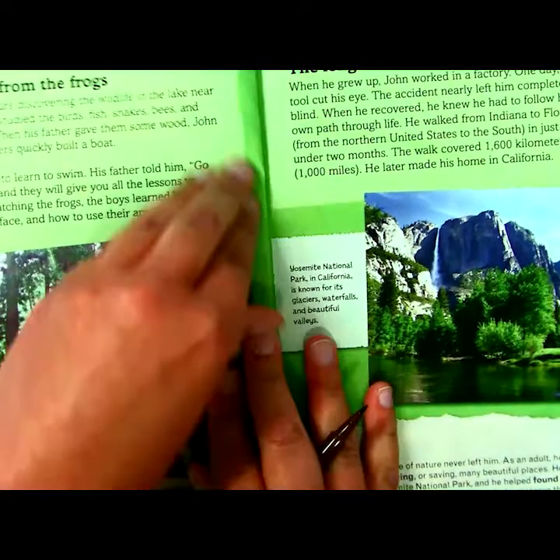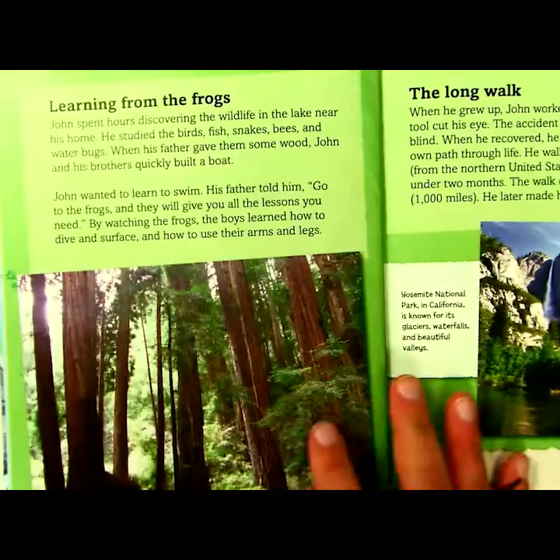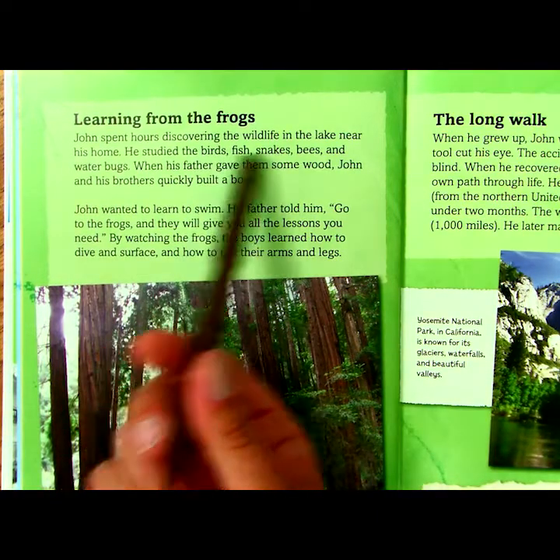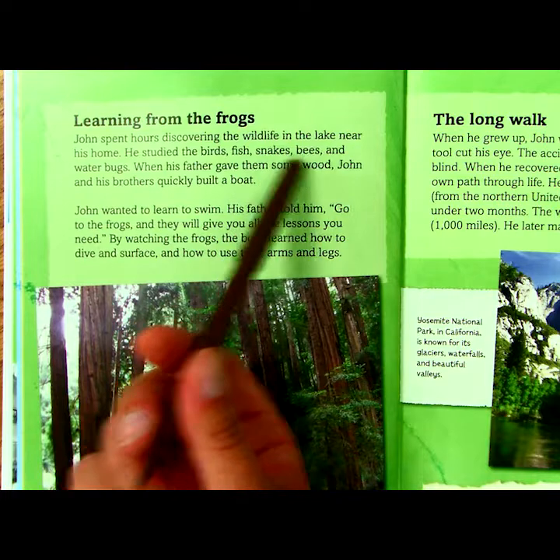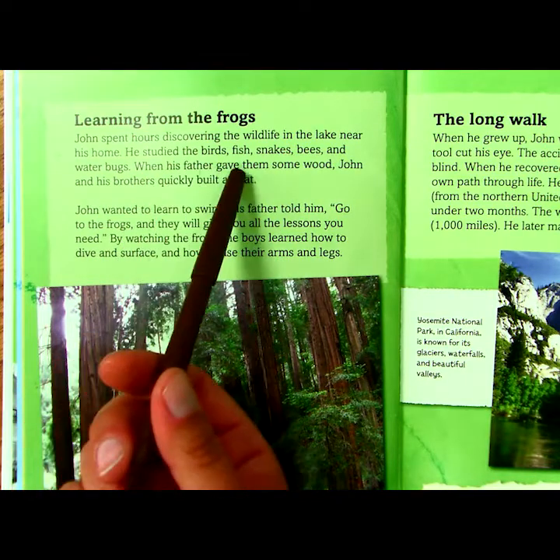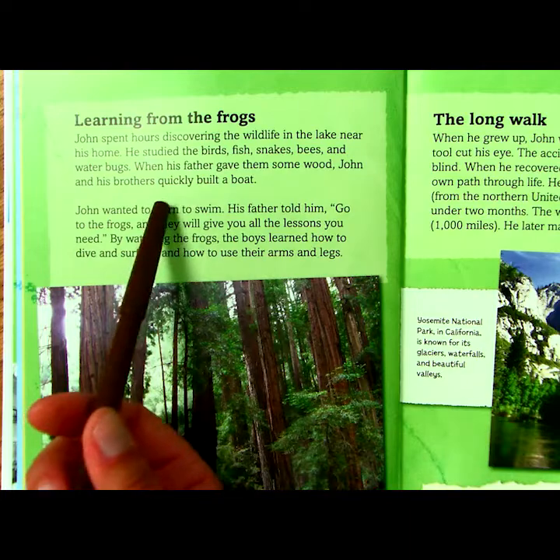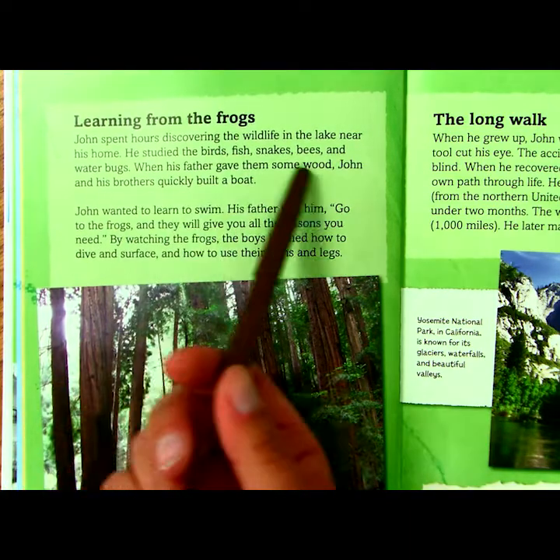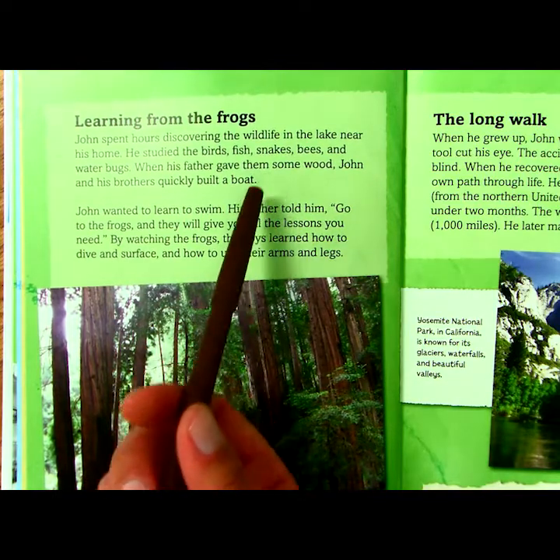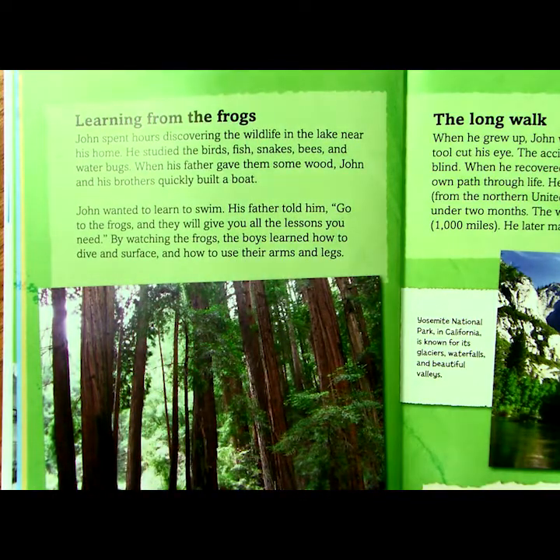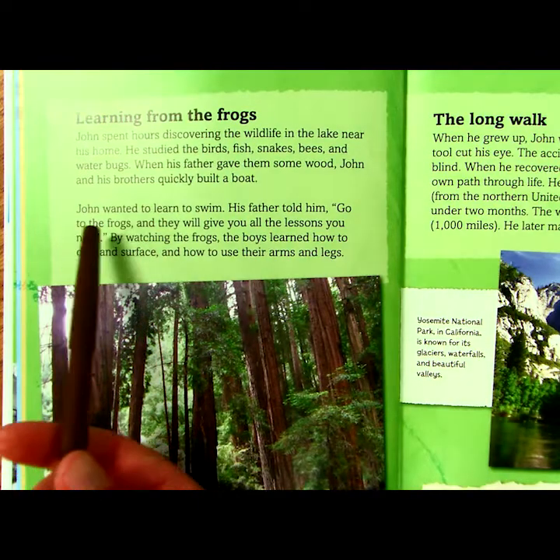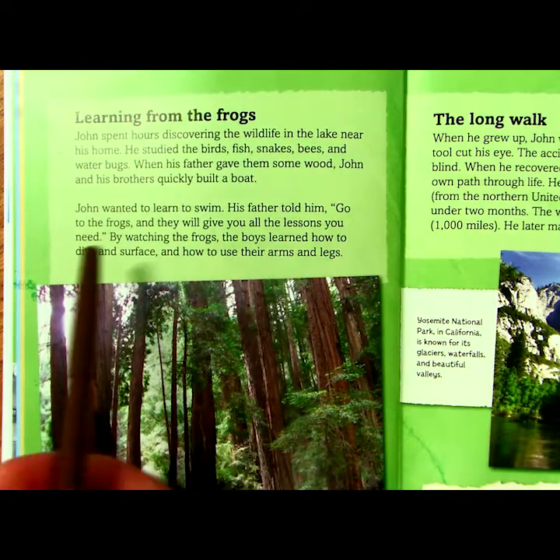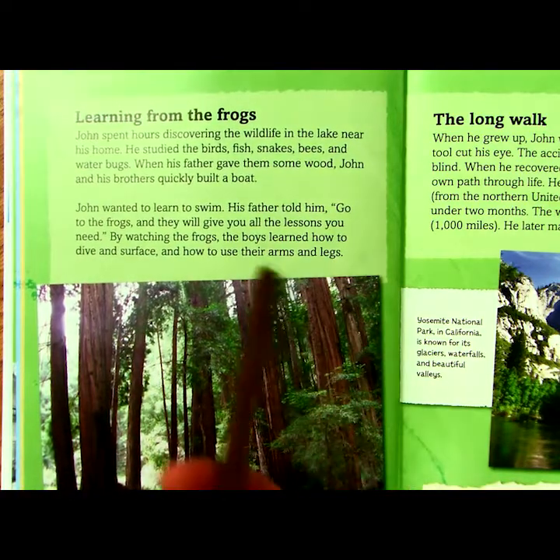I'm getting more into his adulthood. I know that he spent hours again talking and discovering wildlife around his home. He's studying birds and fish and snakes and bees. He goes on and he builds a boat, but these aren't necessarily major events. Not that really have to do with his immigration to America. He wants to learn to swim. That's not really an event that I would include on a timeline. There's really nothing here, guys, that I would include. There are not any major life events.